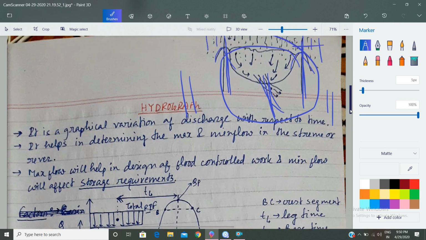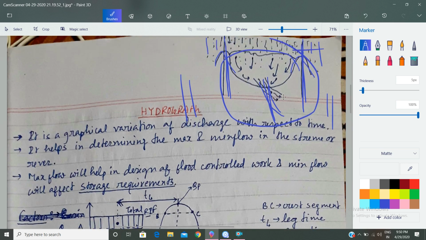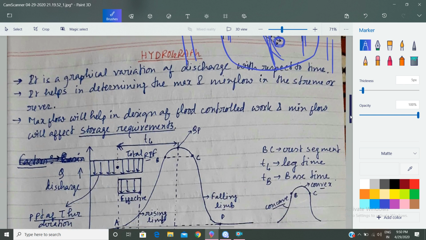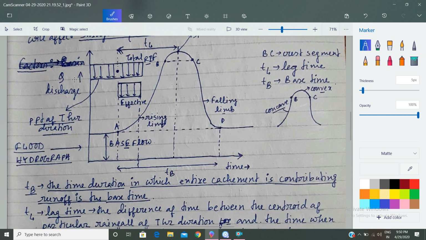Hydrograph is a technical tool we use to calculate the discharge here in the stream. So what is hydrograph? Hydrograph is nothing but a graph between the discharge versus time. You need to understand this, that it is a graph between the discharge and time.